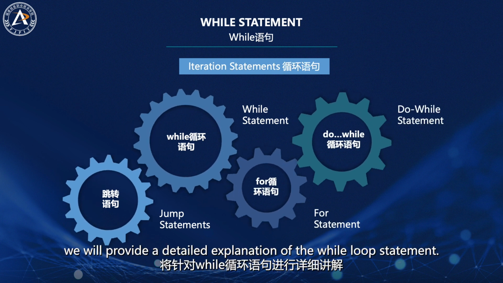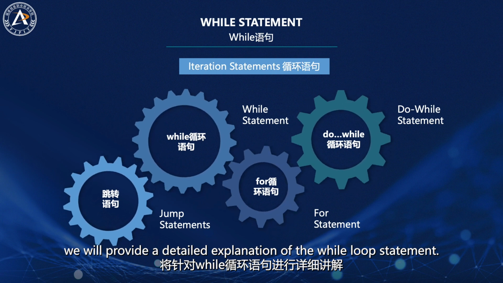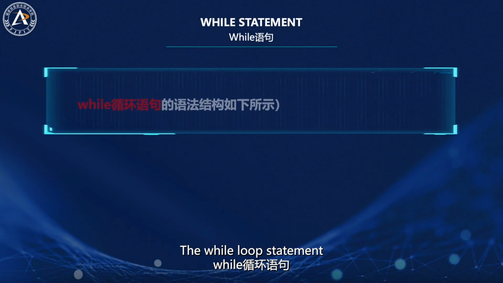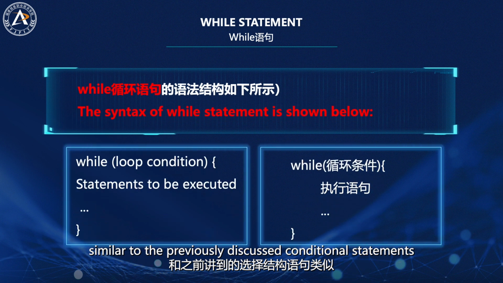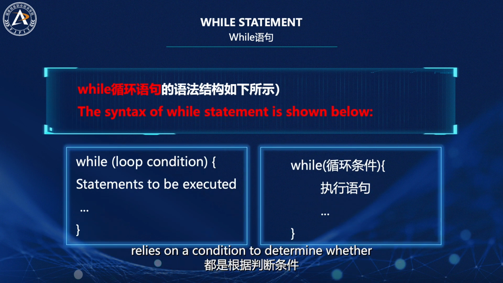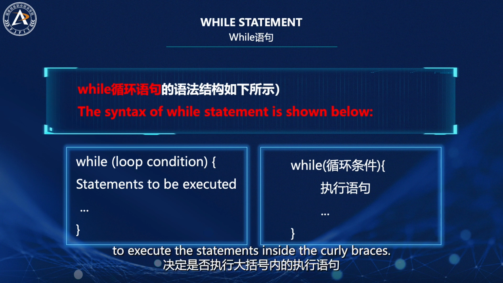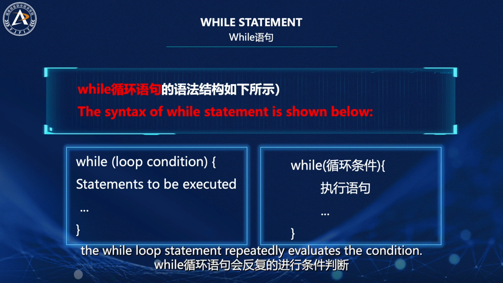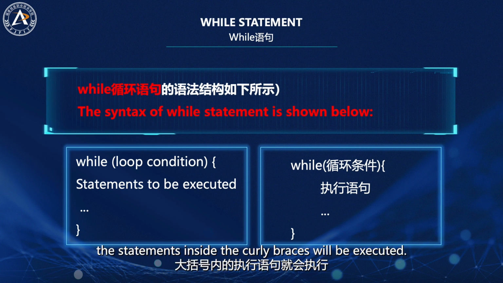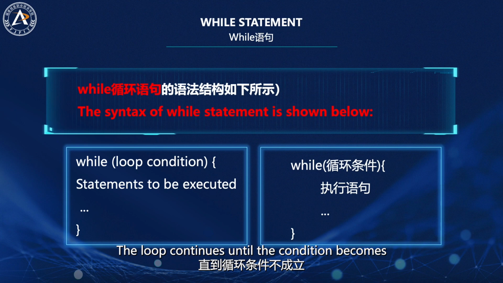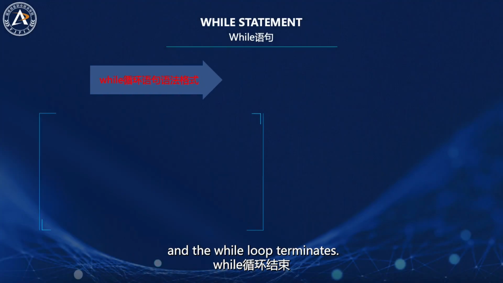Next, we will provide a detailed explanation of the while loop statement. The while loop statement, similar to the previously discussed conditional statements, relies on a condition to determine whether to execute the statements inside the curly braces. However, the while loop statement repeatedly evaluates the condition. As long as the condition is true, the statements inside the curly braces will be executed. The loop continues until the condition becomes false, and the while loop terminates.